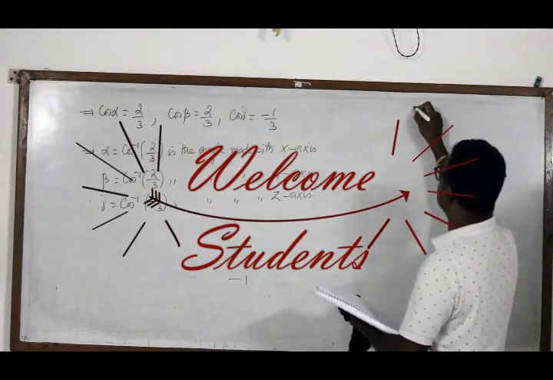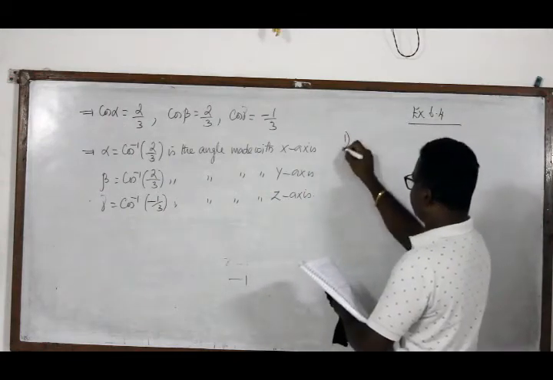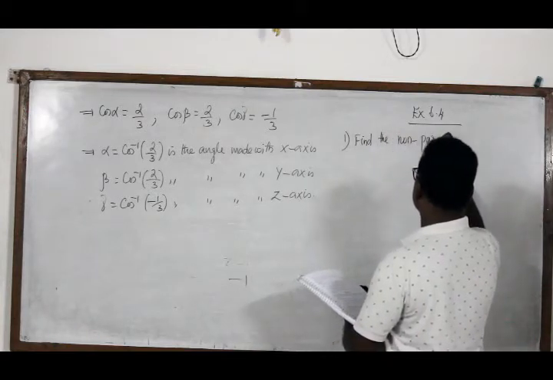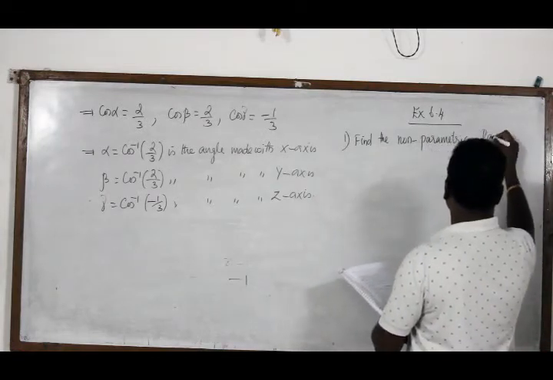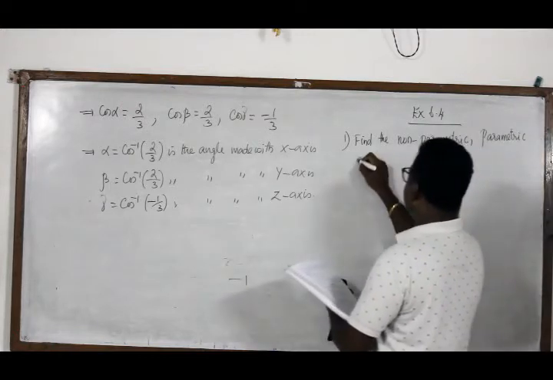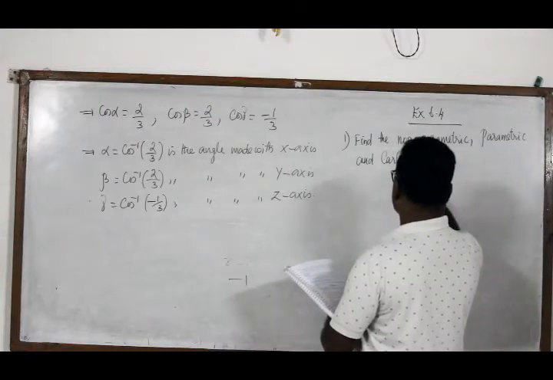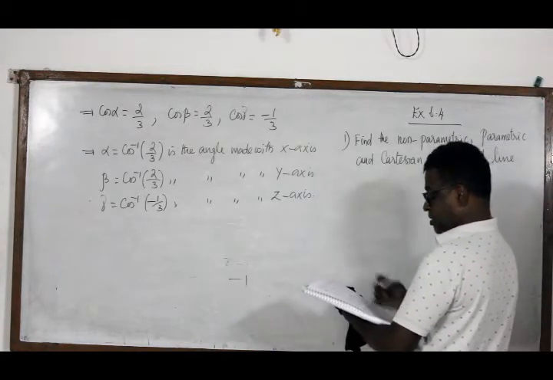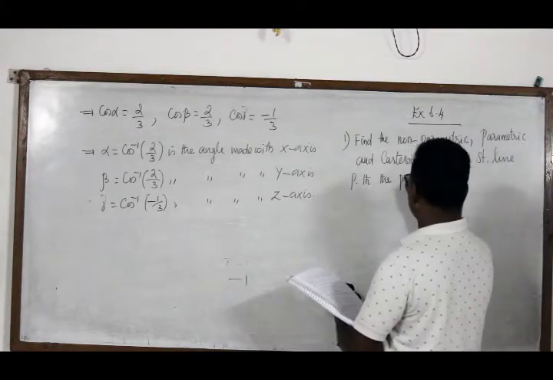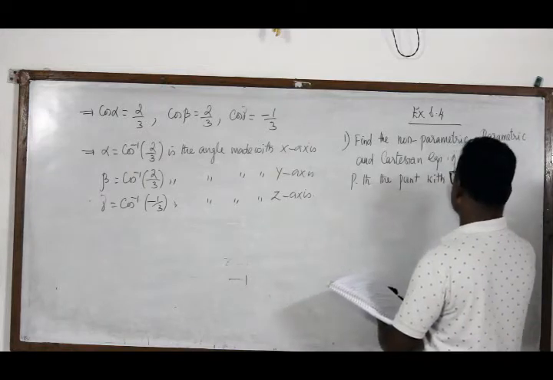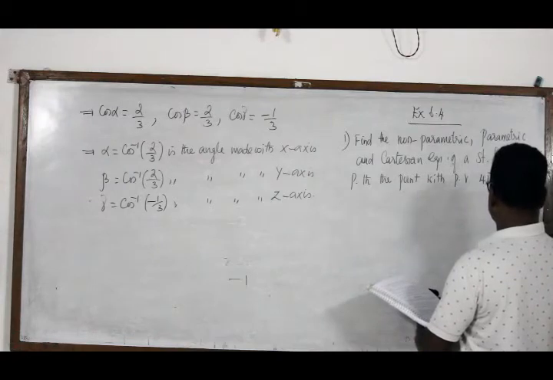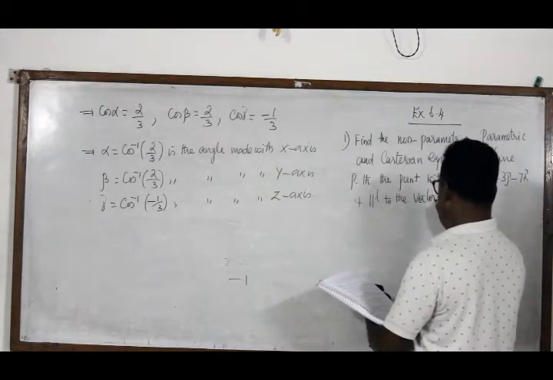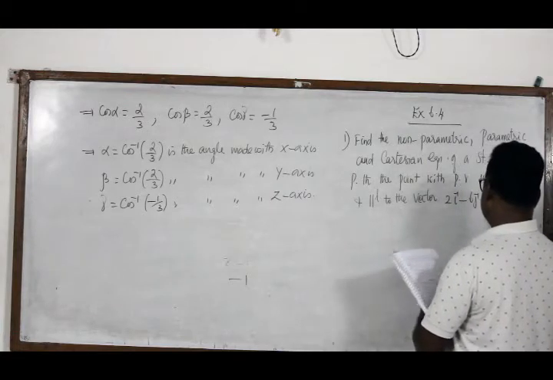Problem number 1. Find the non-parametric, parametric and Cartesian equation of a straight line passing through the point with the position vector 4i plus 3j minus 7k and parallel to the vector 2i minus 6j plus 7k.